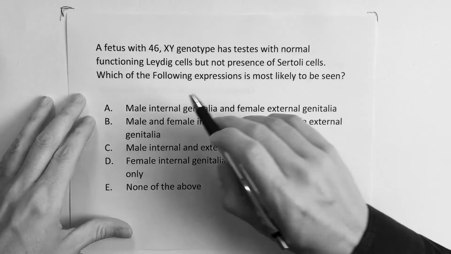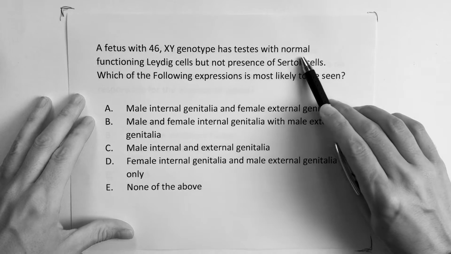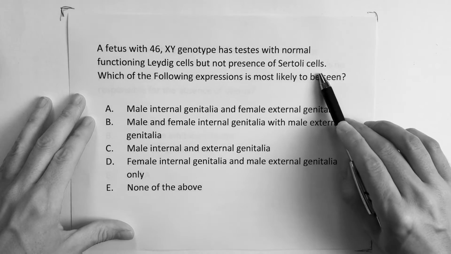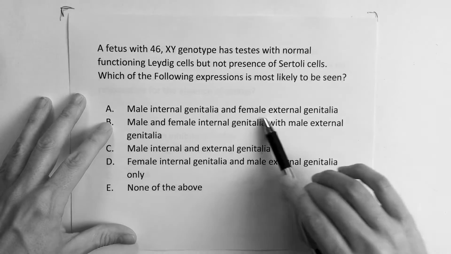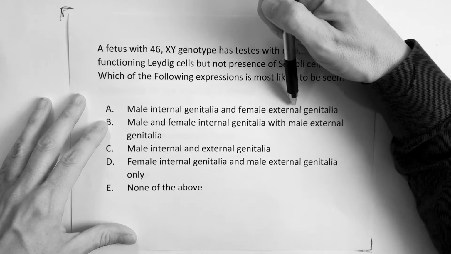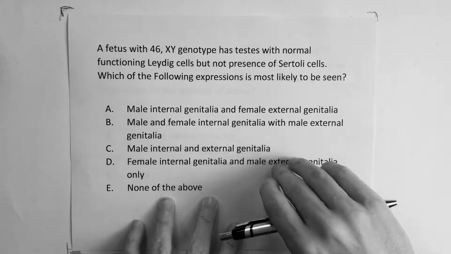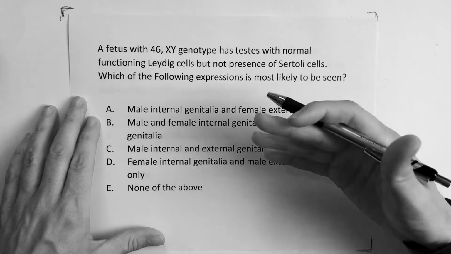Alright guys, so here's the question. It says, a fetus with 46XY genotype has testes with normal functioning Leydig cells, but not the presence of Sertoli cells. Which of the following expressions is most likely to be seen? And you can see all the different answer choices. We'll talk about male internal genitalia, female external, male and female internal, etc. So there's every combination.